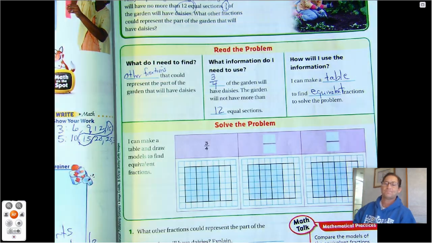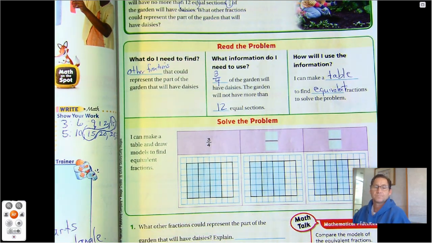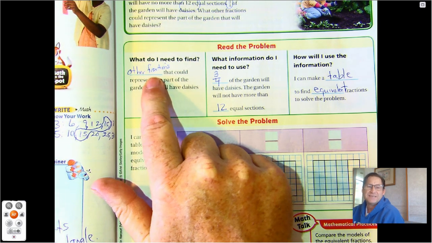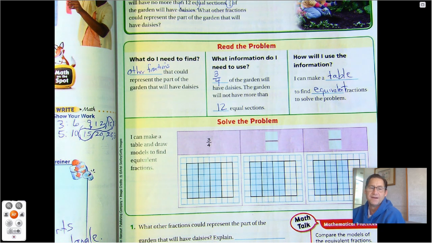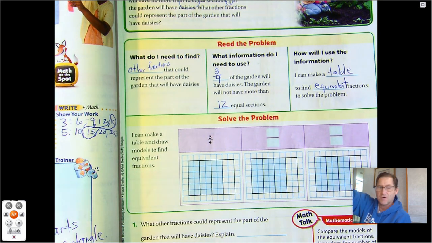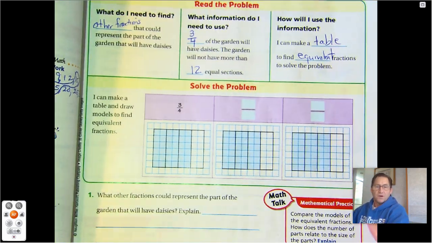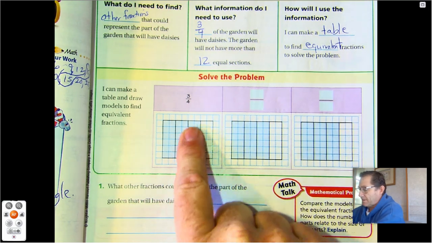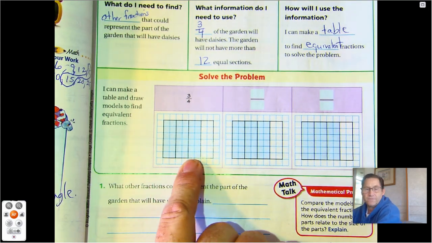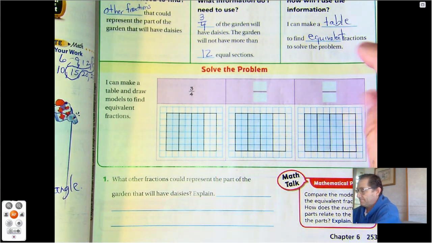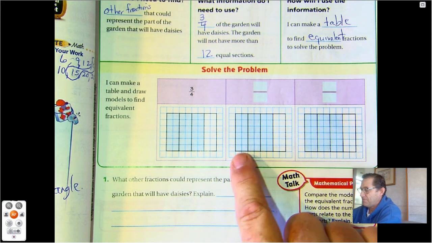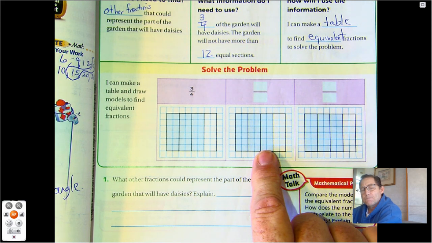Okay. Here we could have just said fractions. You didn't need to say other fractions. Fractions that could represent the part of the garden is what I need to find. So solve the problem. So I can make a table and draw models to find equivalent fractions. All right, so 3/4. Okay, so I see a model with 4 sections and 3 of them shaded. Okay, and then I see the same 3/4, but we need to come up with a fraction that's equivalent.